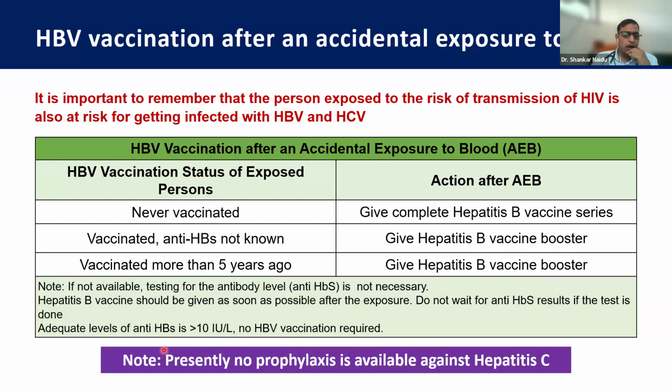If there is an adequate anti-HBs antibody titer, that is more than 10 international units per liter, then HBV vaccination is not required. And hepatitis B vaccination, again, has to be advised and given as soon as possible after the exposure. And we should not wait for the anti-hepatitis B surface antibodies before we advise the vaccine. And regarding hepatitis C, presently there is no prophylaxis or any vaccination available to prevent transmission of hepatitis C after an exposure.